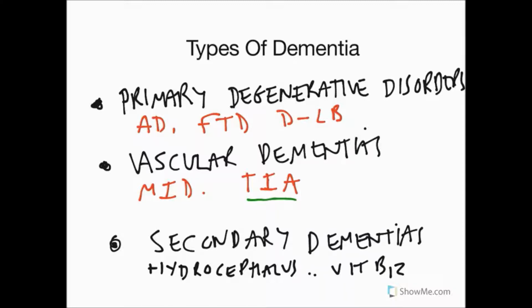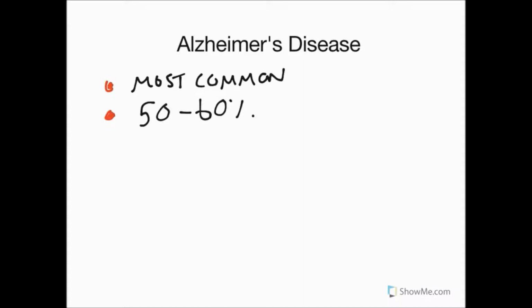Let's focus now more on Alzheimer's disease itself. Alzheimer's disease is the most common type of dementia, and it probably accounts for about 50 to 60% of all types of dementia. So of all cases that involve dementia, 50 to 60% of them will be Alzheimer's.